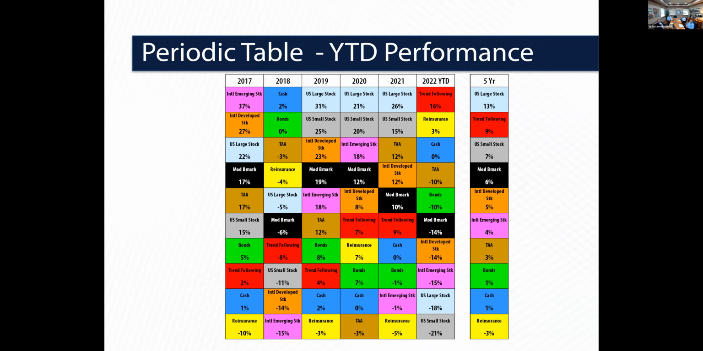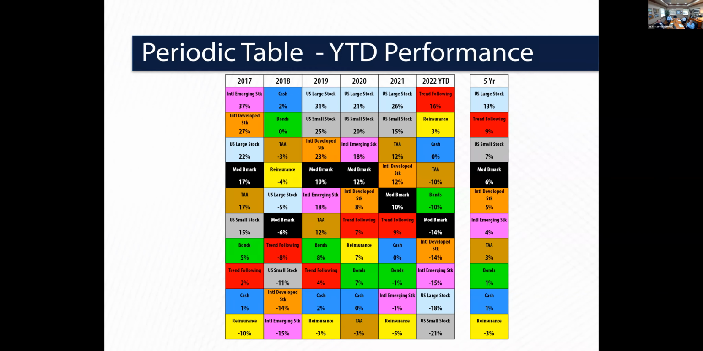And then, of course, reinsurance. We're not really into the period where the returns for reinsurance will be determined. That's more of the hurricane season, but so far this year they're up 3%, which compares very favorably to both stocks and bonds. Stocks have all done poorly this year. You can see the negative returns at the bottom of the column. So whether it's international stocks or US stocks, they're all down double digits.